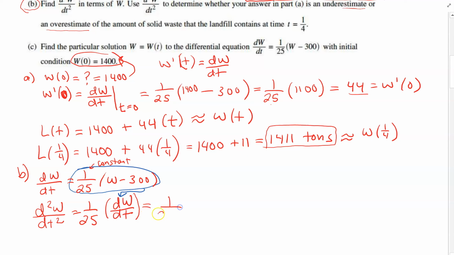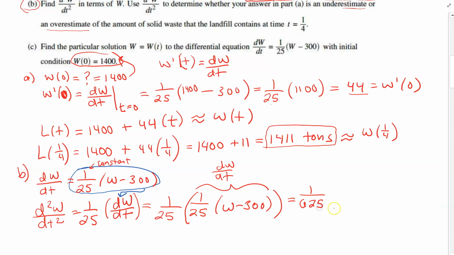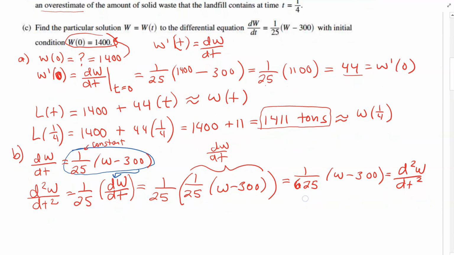So then I get 1 over 25 times all of this again, right? 1 over 25 times w minus 300, because that is what dw dt equals. I'm just plugging that in, substituting that in for dw dt. And then if I simplify that, it equals 1 over 625 times w minus 300. So that is equal to our second derivative with respect to time. And again, it's weird because only w is in the second derivative as well.